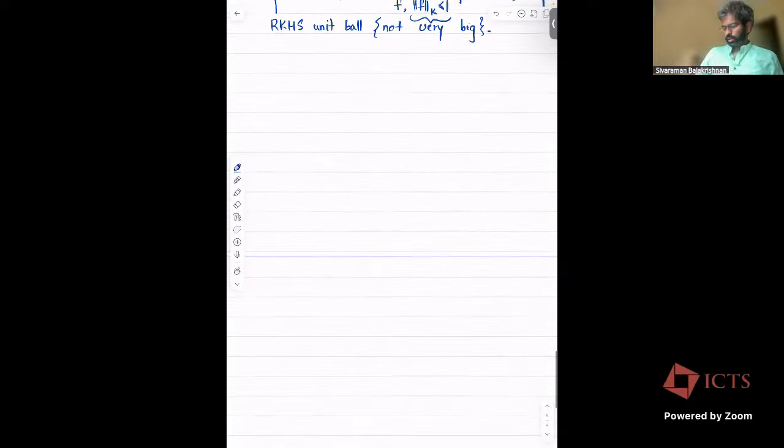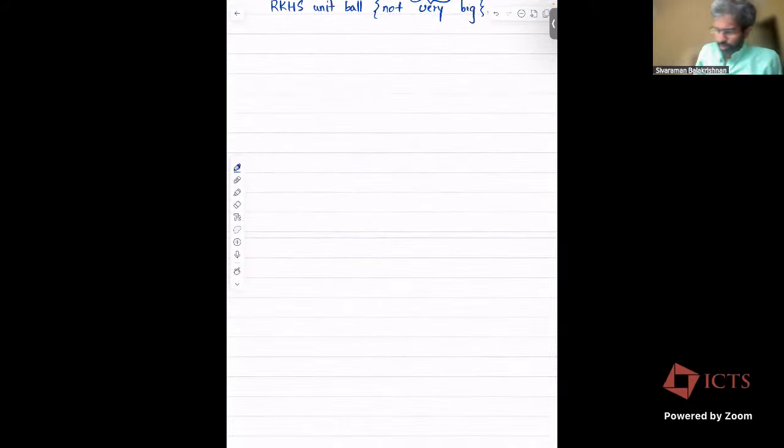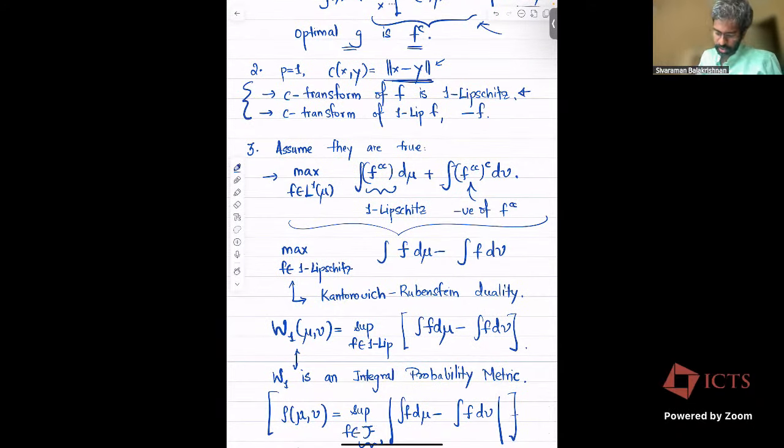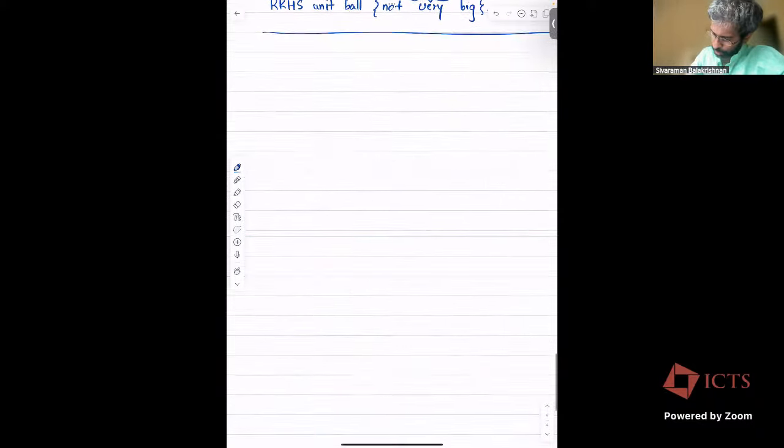Let me very quickly try to explain where this Lipschitzness came from. It's just a property of C transforms. Let me go back. I'm just trying to verify these two structural properties: if I take any function f and take its C transform, it's one Lipschitz. And if I take a one Lipschitz function, its C transform will be its negation. So let's start off with the first property.